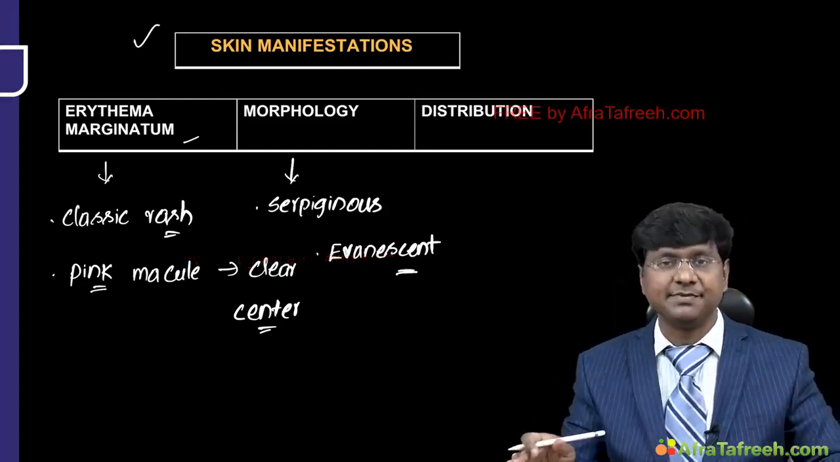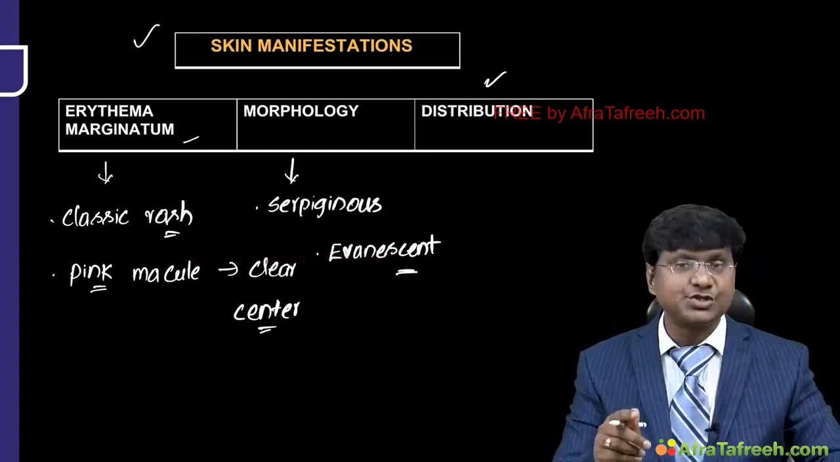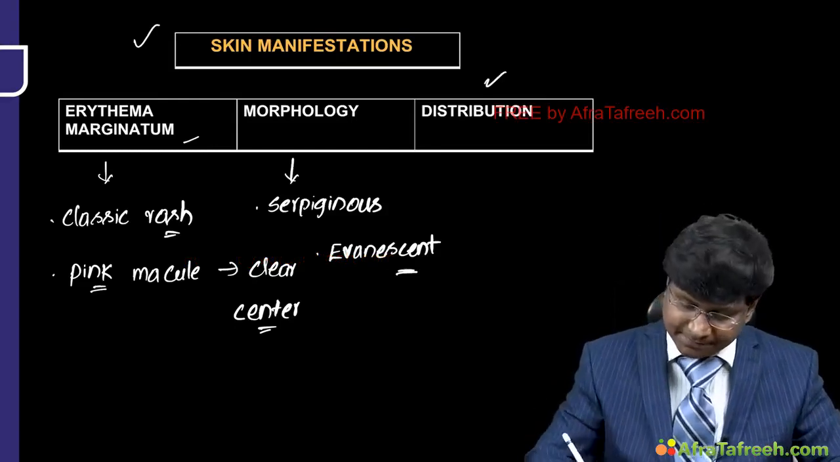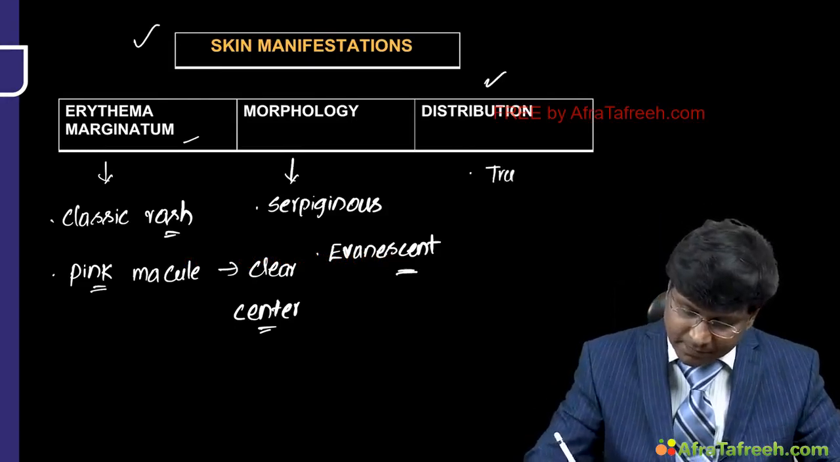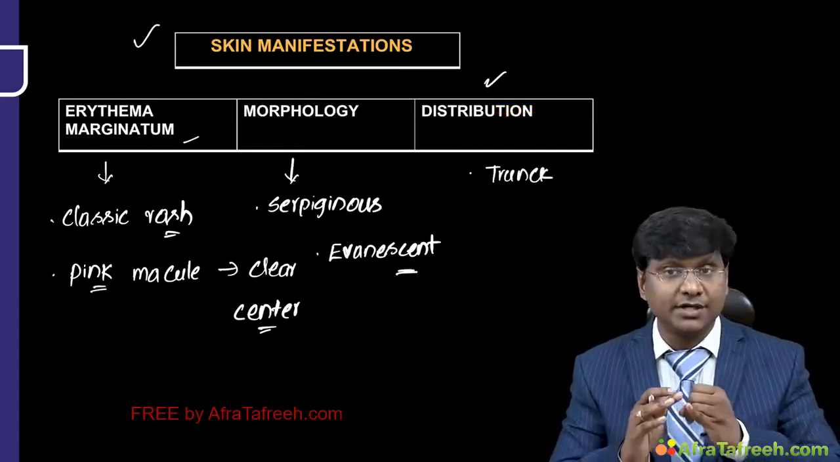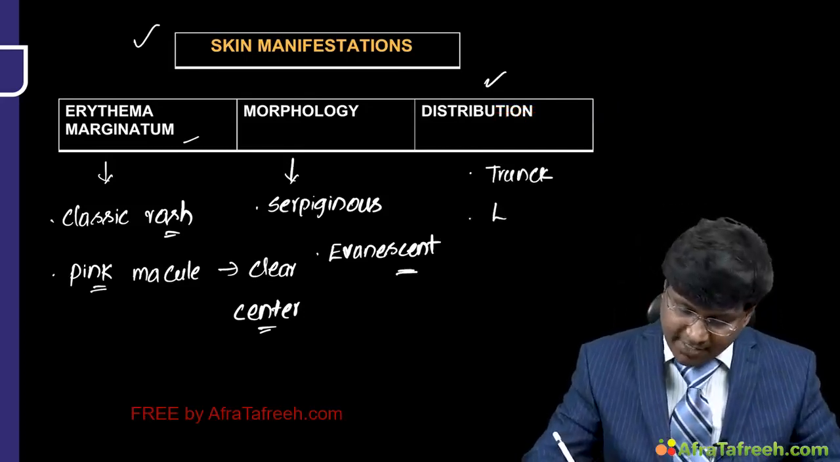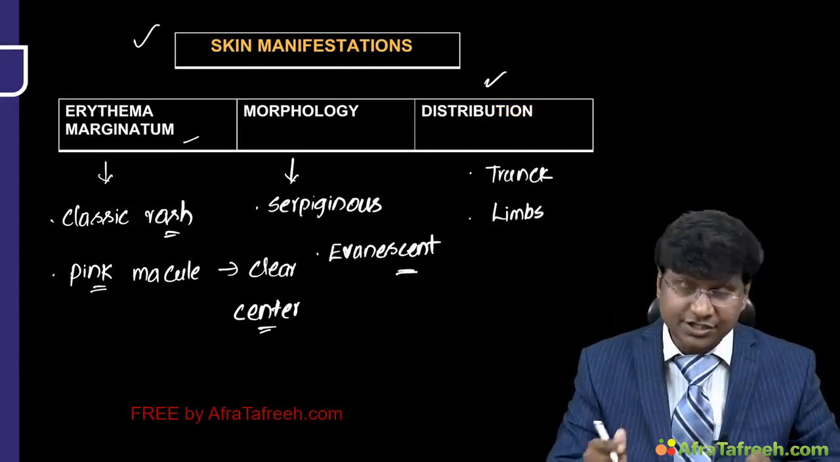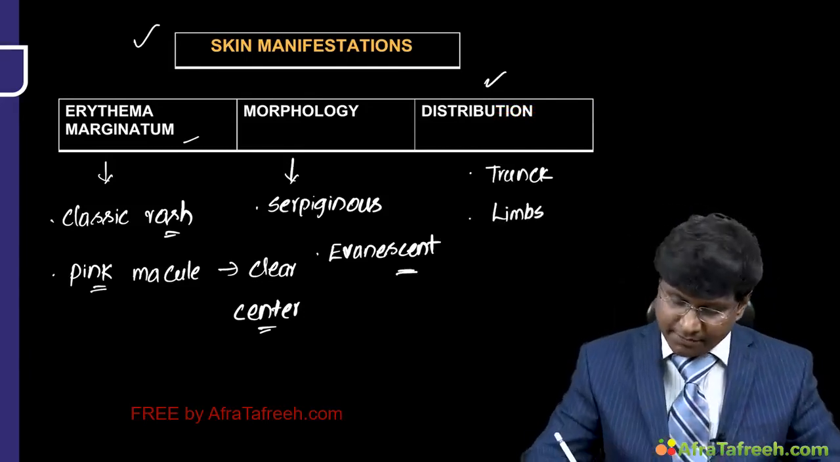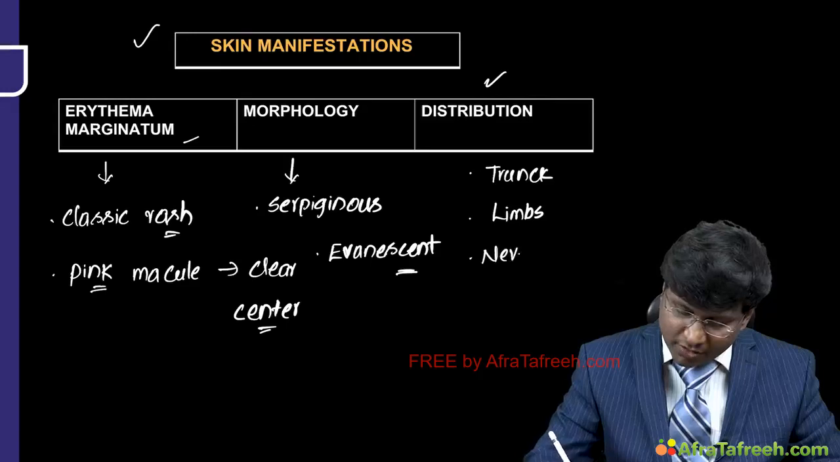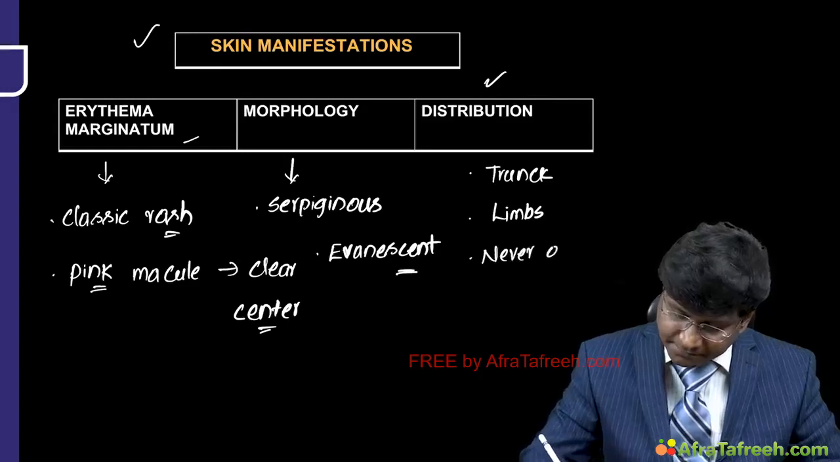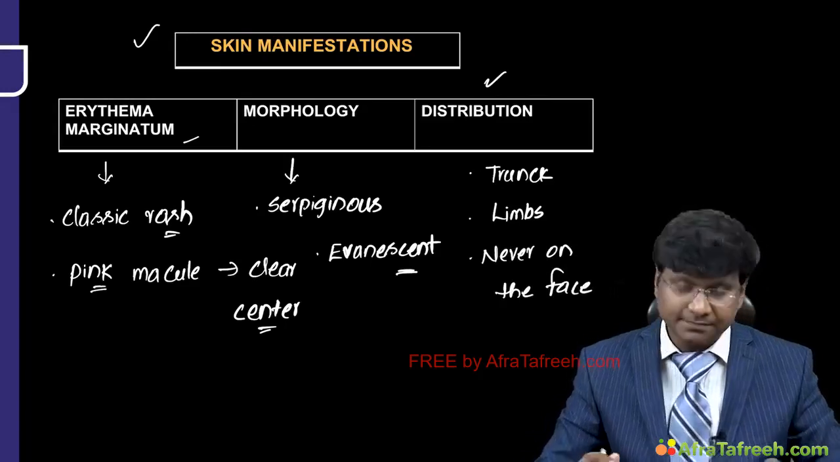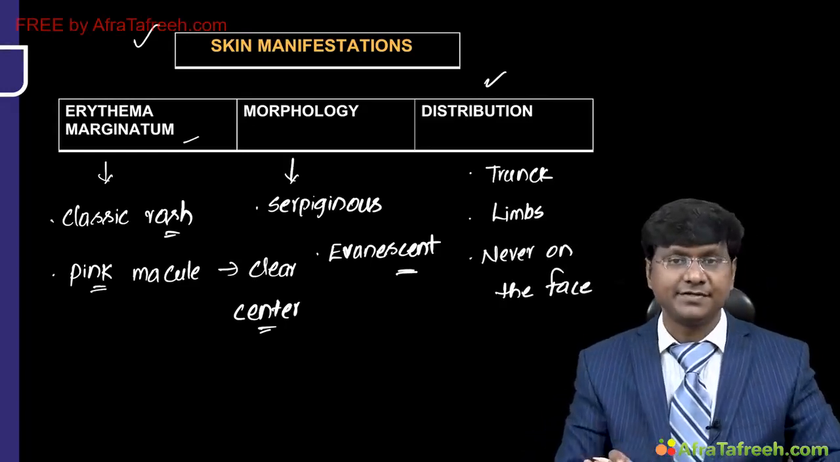It appears and disappears. And if you see the distribution of this particular rash, it is distributed over the trunk, and sometimes over the limbs, but never on the face. Right? Never on the face. Okay, so that is about the skin manifestations.